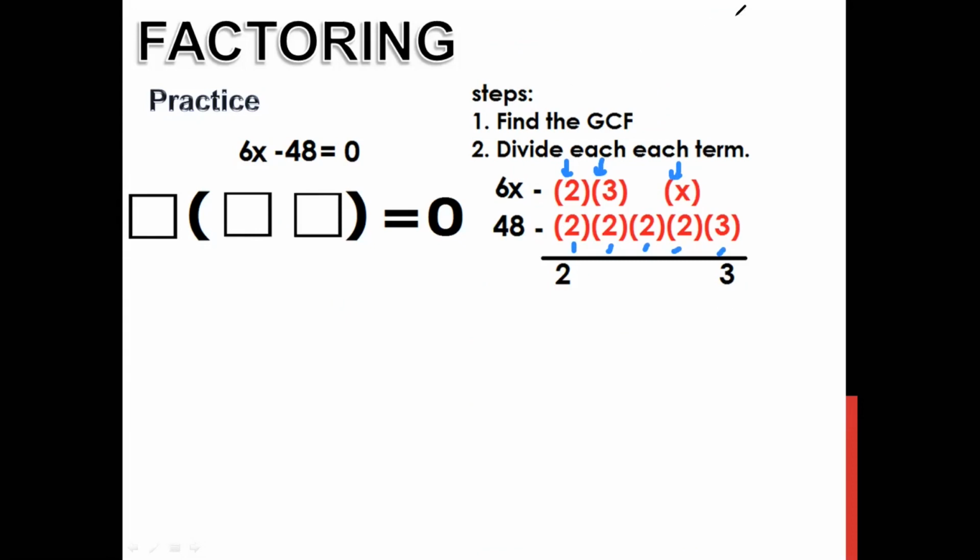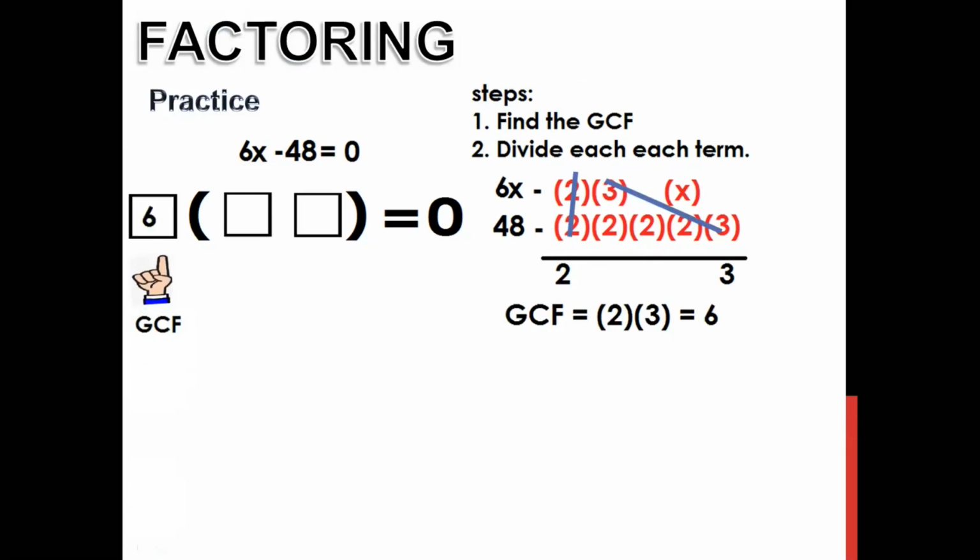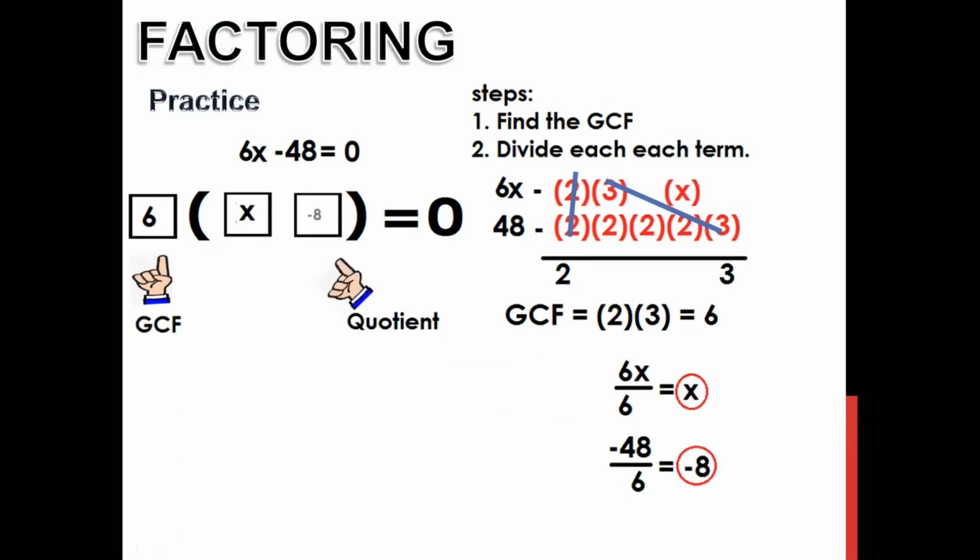After that, cross out the common factors. We have 2, so bring down the 2, and 3, bring down the 3. So our GCF is 6. We will put our GCF, 6. Next, divide each term. 6x divided by 6, we get x. Negative 48 divided by 6, we get negative 8. Then let's put in our boxes, x and negative 8.